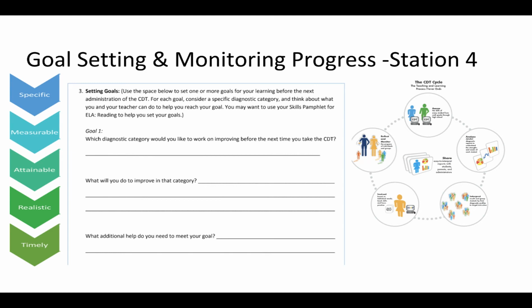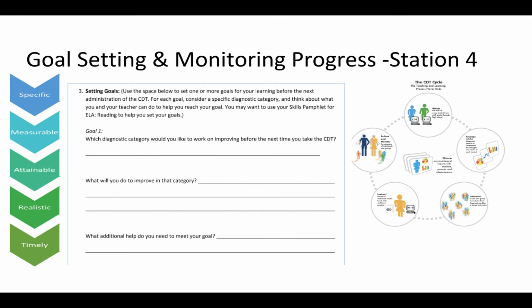So a part of the cycle of assessment, or the CDT cycle, is to plan instruction and then reflect and monitor. There are metacognition templates that have been provided along with the other CDT resources. And one of those pages in the metacognition templates asks students to think about a diagnostic category they'd like to work toward improving. And we want to support that and go a little bit further than what has been outlined as part of the setting of the goal.